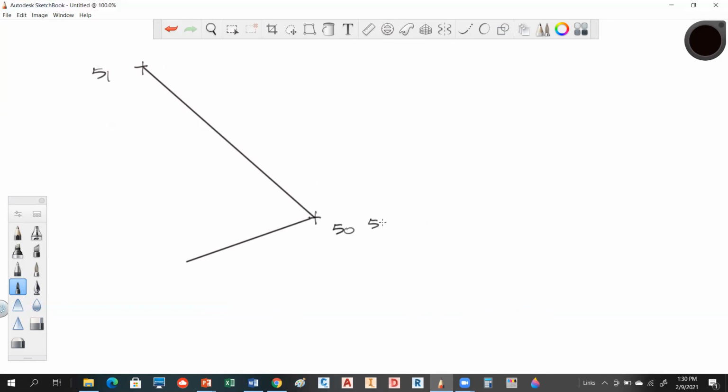And 50 is 5,000 north, 5,000 east. 51, I'll just keep this simple, 5,065, we'll call it. Now remember, those are usually going to have more decimal places than that, but we're just keeping it pretty easy.